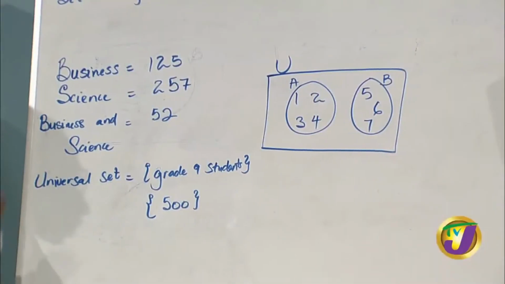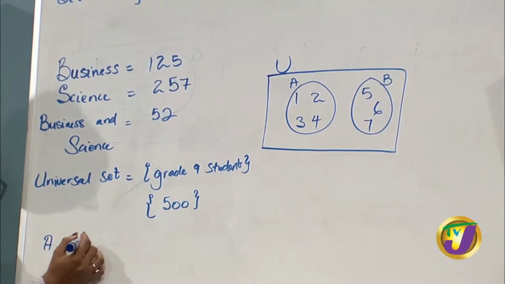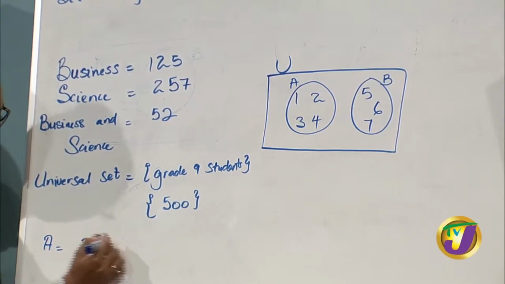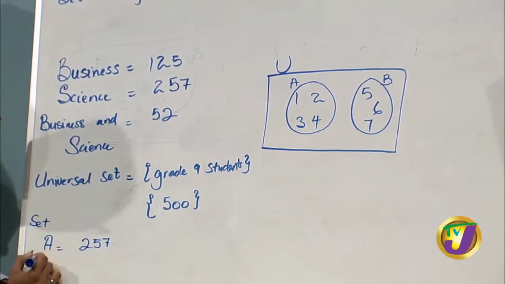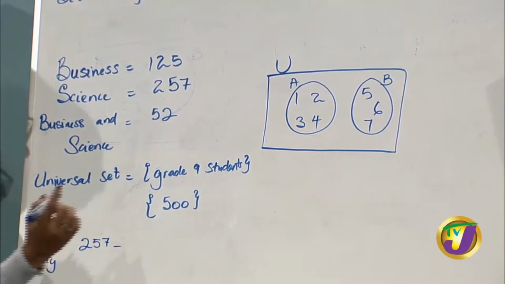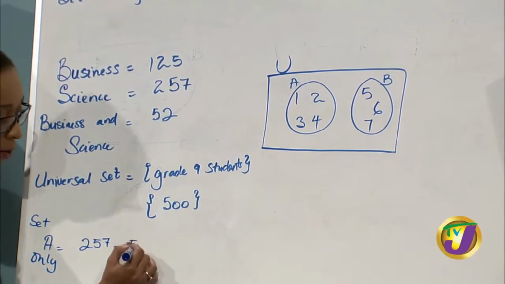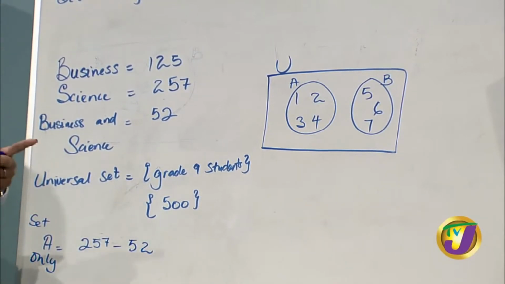All right. So when you take it out, what would we write then? It would be A only, so 257 subtract 52. So set A only would be 257 students subtract our 52 students, which is 205 students. Great.